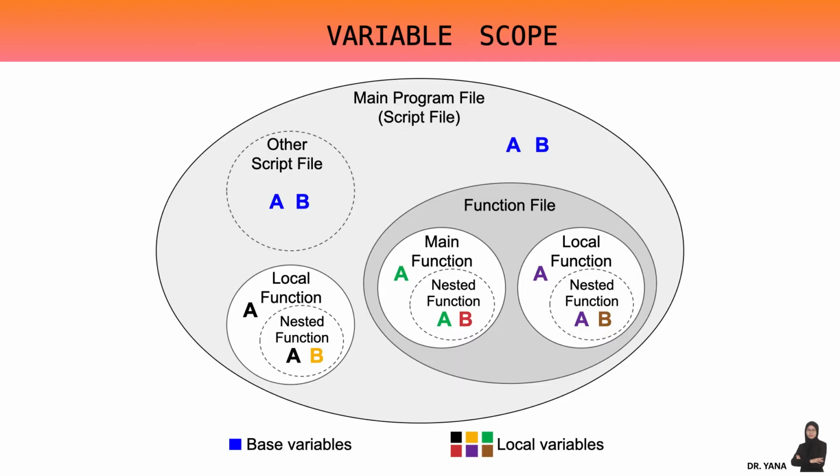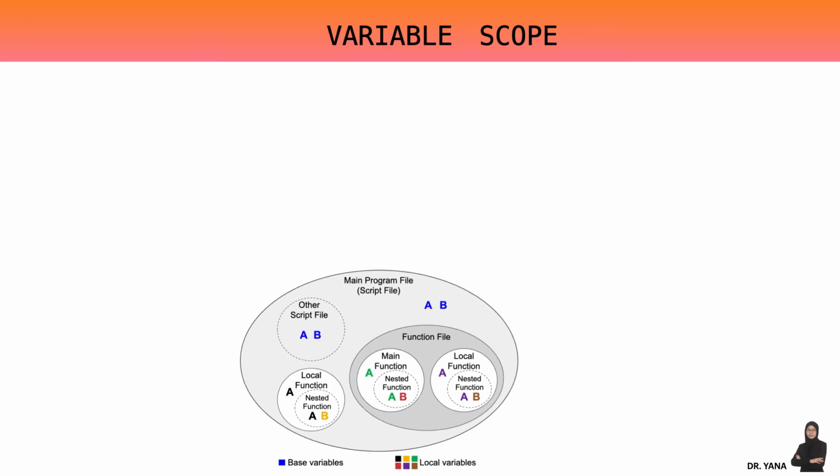Next, we go to the variable scope. In variable scope, you need to know the base variable and the local variables. You need to know how to differentiate between base variable and the local variable. As you can see in this figure, the base variable is in the main program file, while the local variable is in the function file, either in the main function or local function or nested function. So let's take a look at this example.